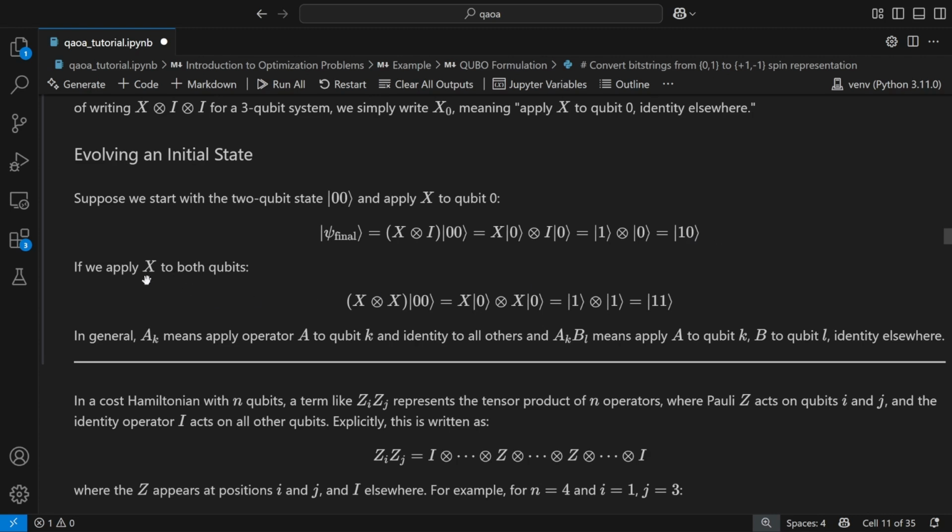If, for example, we wanted to apply X to both qubits, it would look something like this. We would have X tensor X. Each one acts on the corresponding qubit, and then at the end we get the 1, 1 state.